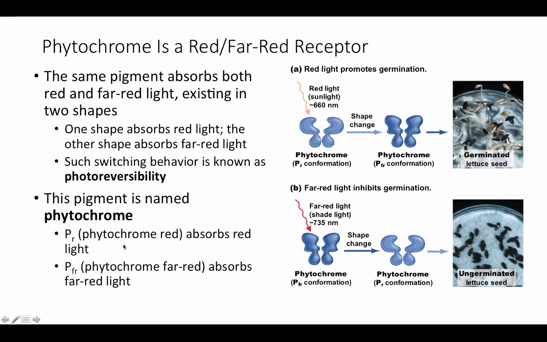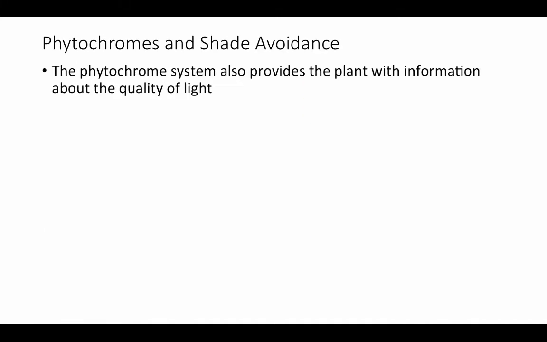So PR, phytochrome red, absorbs red light. PFR, phytochrome far red, absorbs far red light. And this switching back and forth between these two conformations of the phytochromes plays a big role in shade avoidance. So remember that plants that are growing close to each other can be shaded out by other taller plants, and the trick is to be able to grow up above that other plant so that you can get to the sunlight. So the phytochrome system also provides the plant with information about the quality of light.